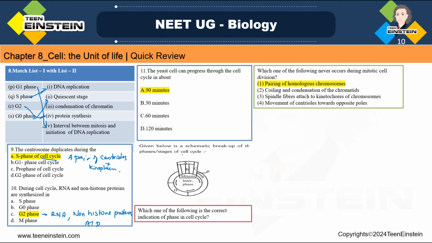Next, here you can see one figure, a schematic breakup of the phases or stages of the cell cycle. Which one of the following is the correct indication of the phase in a cell cycle? According to this figure, D is representing the correct phase. That means G1 phase will come here, this is S phase, this is G2 phase, and this is the mitotic phase. So D represents the S phase or synthesis phase of the cell cycle.